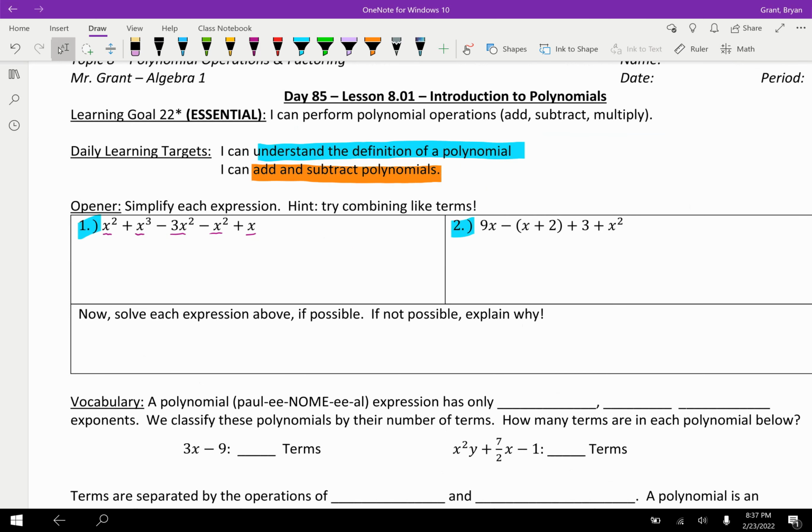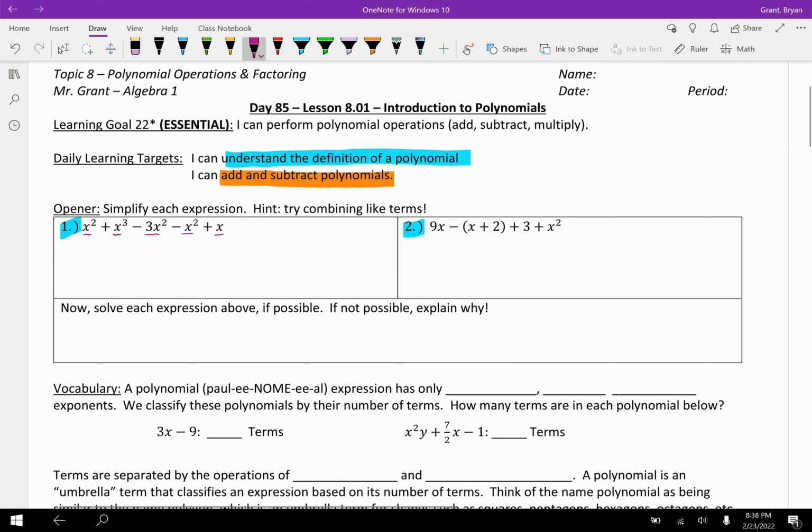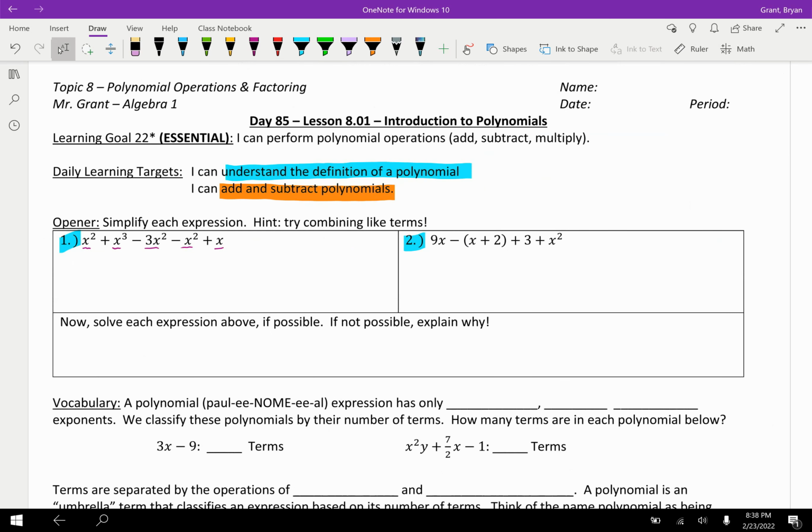And if you do finish early, please go ahead and try to solve each of those expressions above if possible. And if it's not possible to solve, just a quick sentence why would be great. So go ahead now, pause this video, take a few minutes, combine those like terms, work with the people around you, and unpause when you're ready, and we'll see how you did.